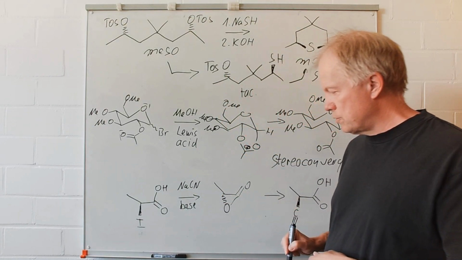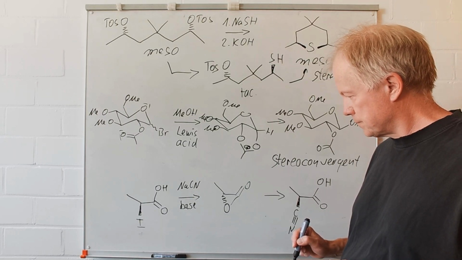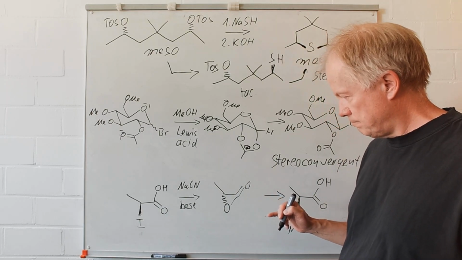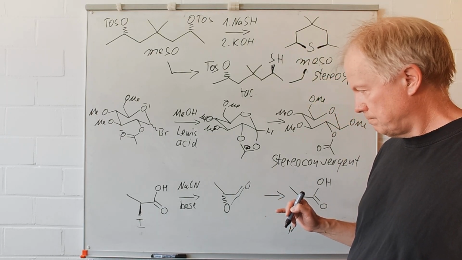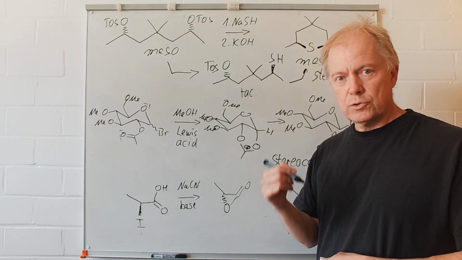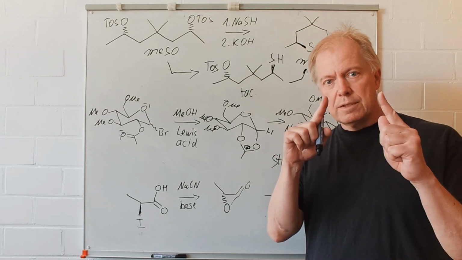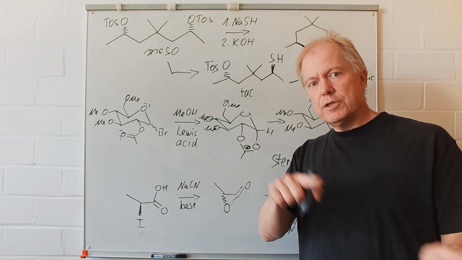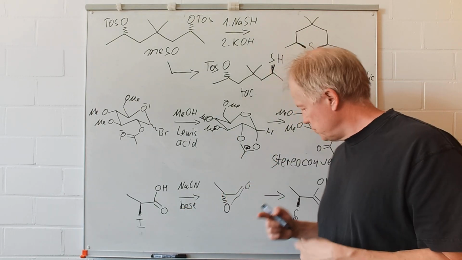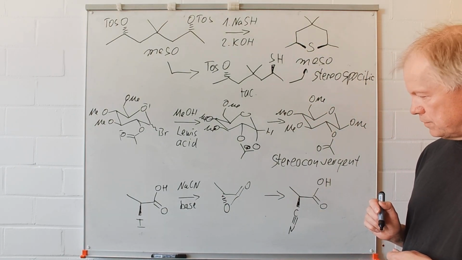A three-membered ring is formed as reactive intermediate, and then the cyanide attacks and makes a second nucleophilic substitution. Twice a double inversion leads to an overall retention, and this is what we observe in this case.